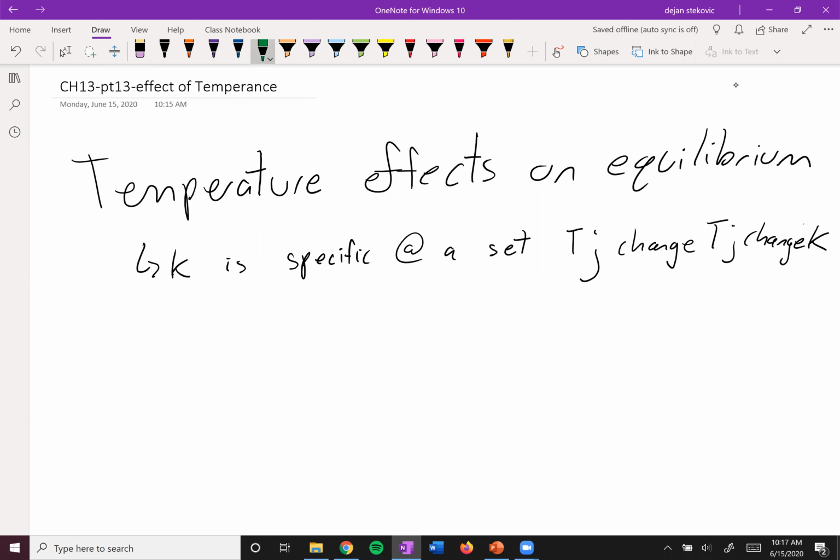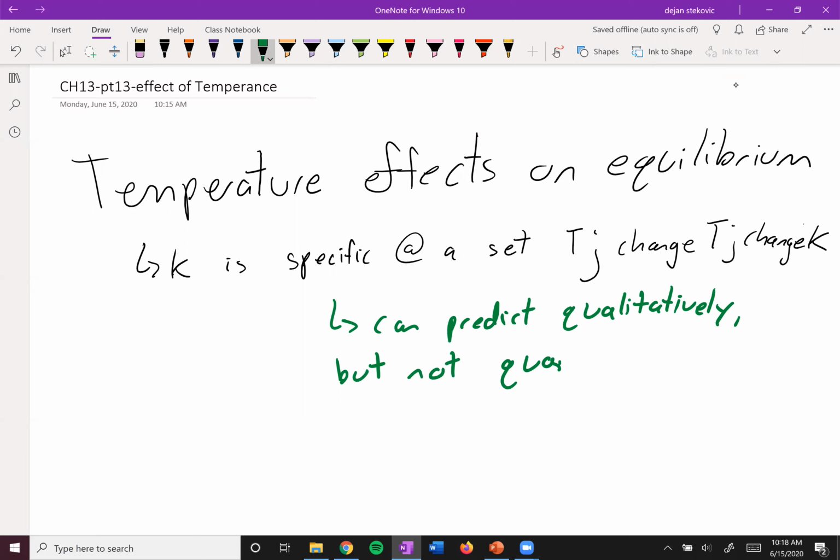And so for this kind of stuff, we can't predict it quantitatively, so we can't tell you exactly how much it's going to shift, but we can do it qualitatively, right? We can tell you whether it's going to shift to the left or right. So we can predict qualitatively, right? So that's whether it's going to shift towards products or reactants, but not quantitatively. So we can tell you whether it's going to shift to the left or right, but we can't tell you, oh, 5 products are going to turn into 3 reactants type of thing.